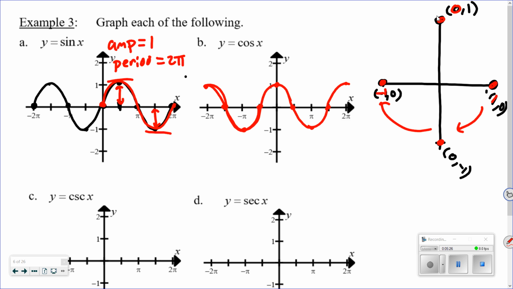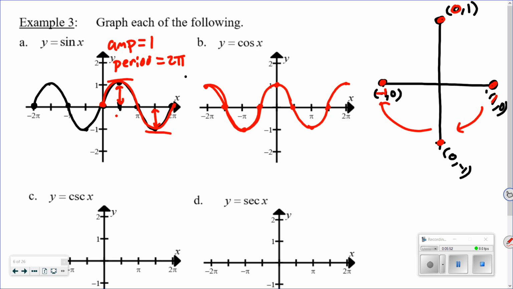So sine and cosine are the same graph. In fact, if you take the cosine, or the sine, and do a horizontal translation, you can make them match up perfectly. Take just a second, pause it, and see if you can figure out how far you'd have to shift or translate the sine left or right to make it look like the cosine.